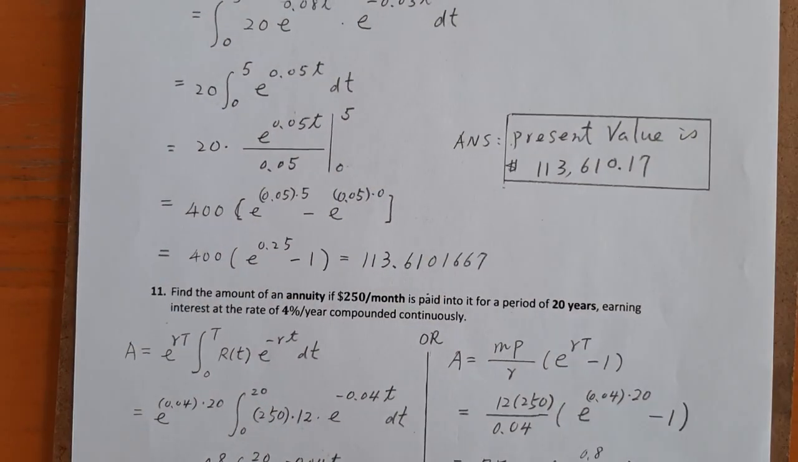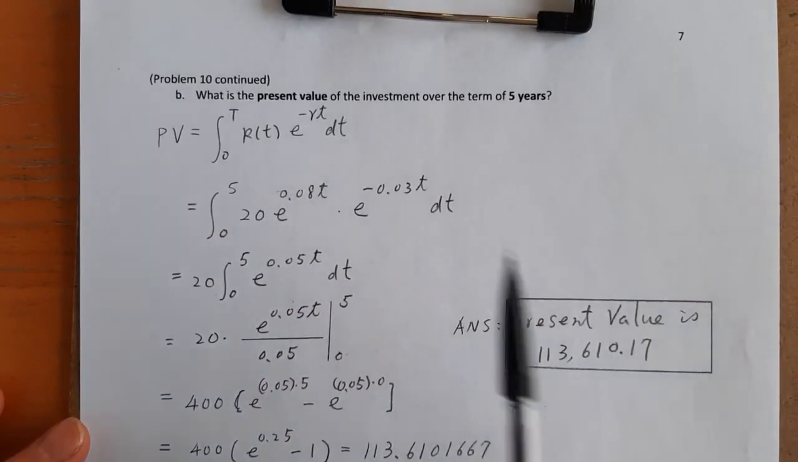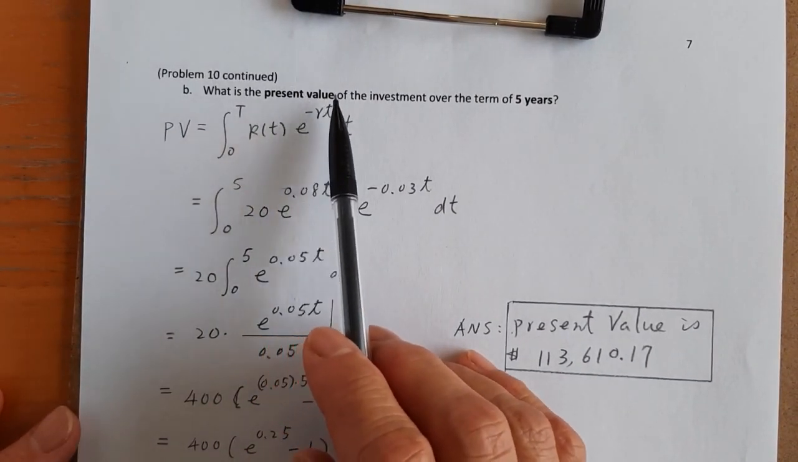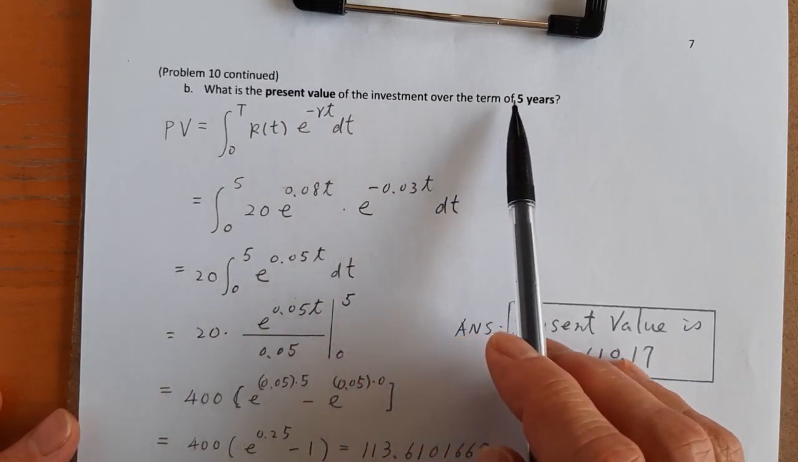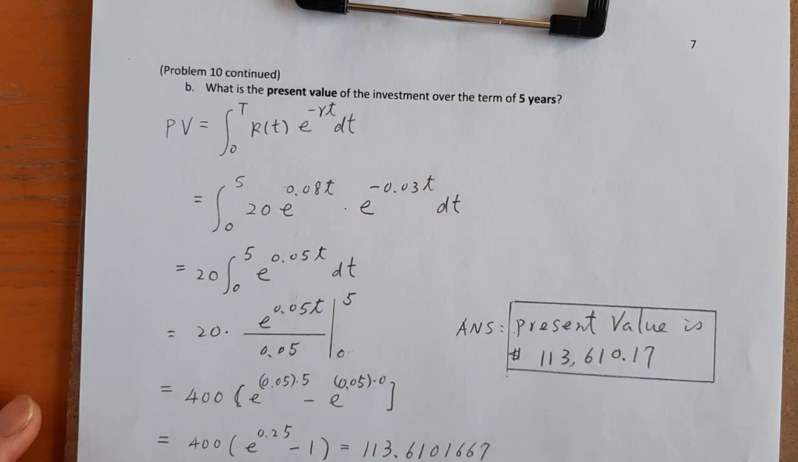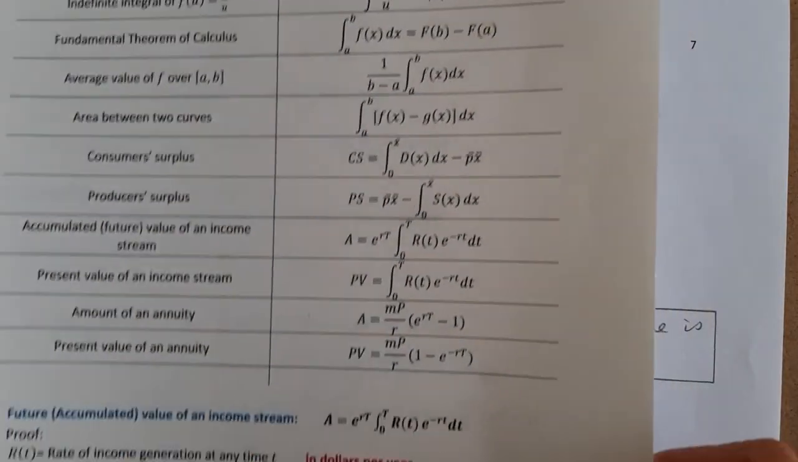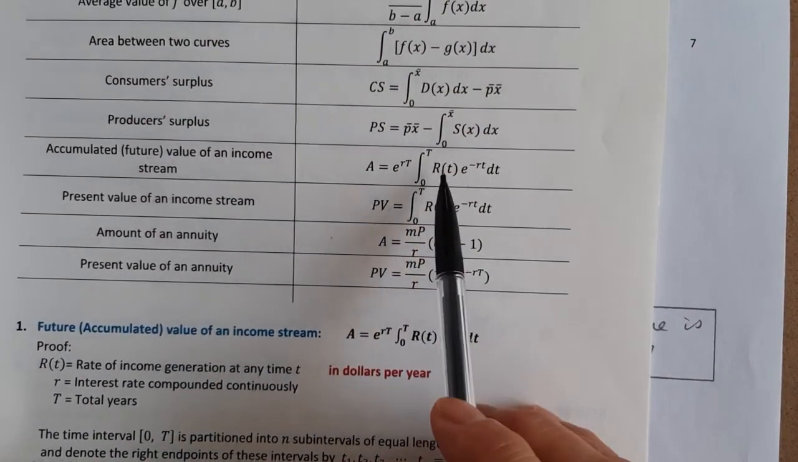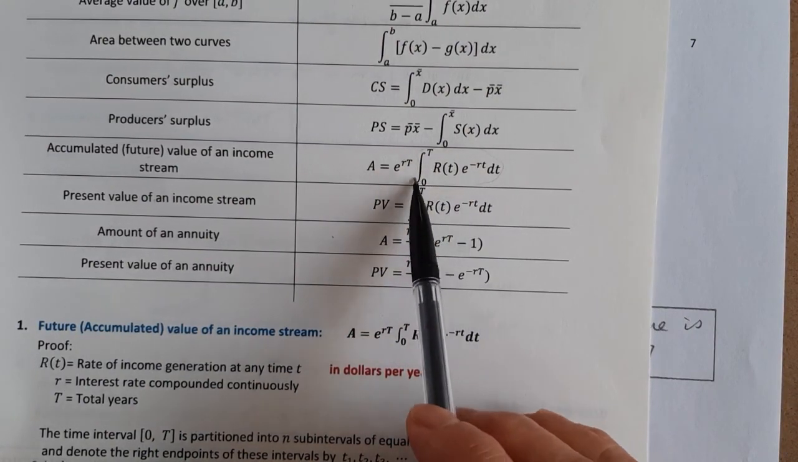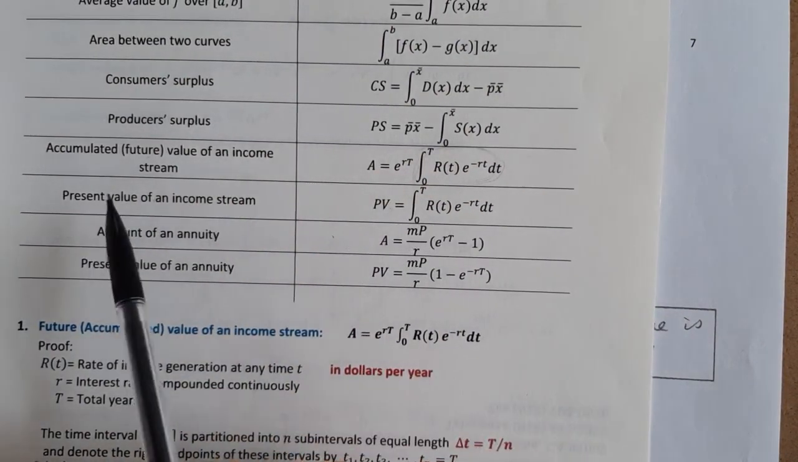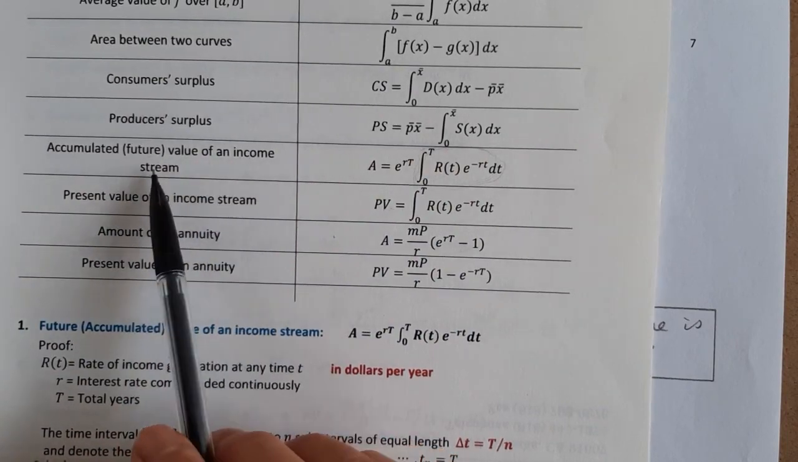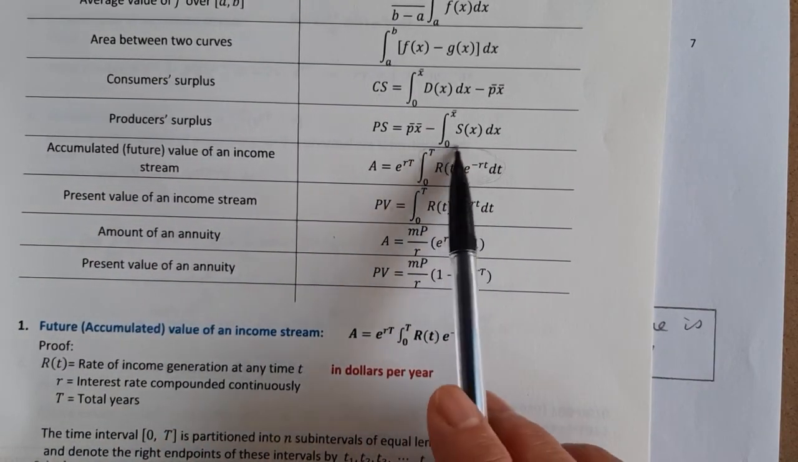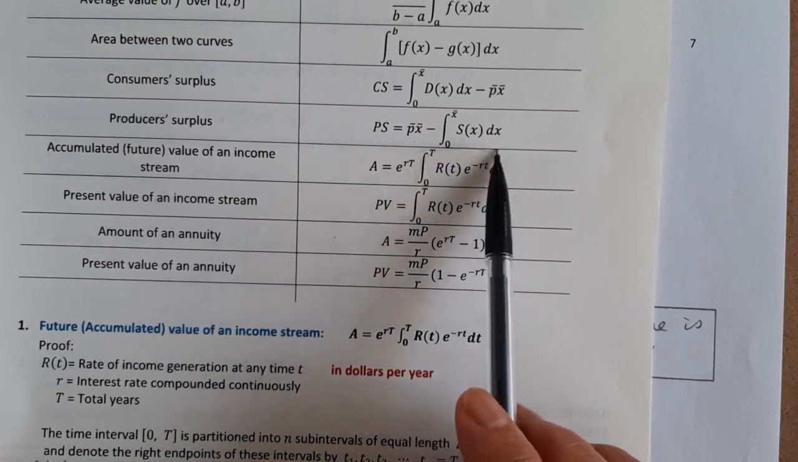The next one: what is the present value of the investment over the term of 5 years? Present value is in the formula here. Actually, this part is the present value. For the accumulated future value of an income stream, this part is the present value.